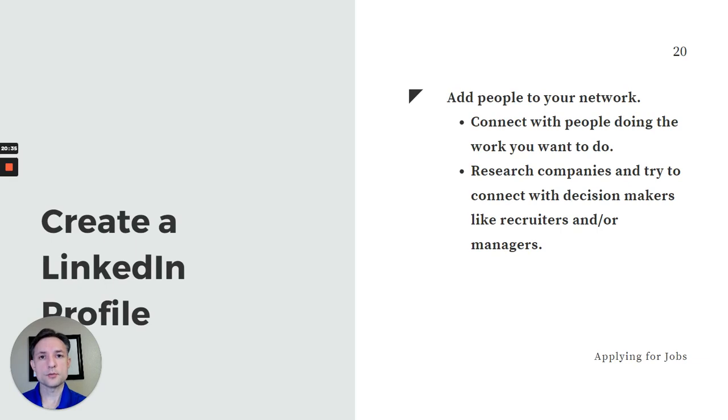Once you have the essential information in your LinkedIn profile, you can start to add people to your network. It's good to start with people that you already know, people that you've worked with in the past, or people that are in jobs that you want to be in. And then you can research companies and try to connect with people that are key decision makers, whether that's a recruiter or a manager. You can go and start finding people that you want to work with.